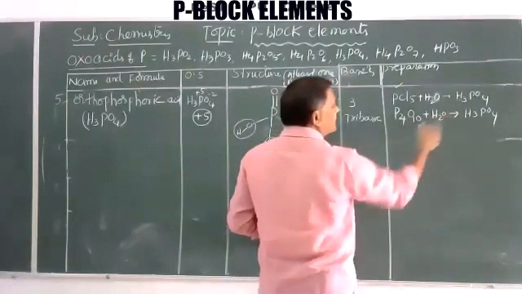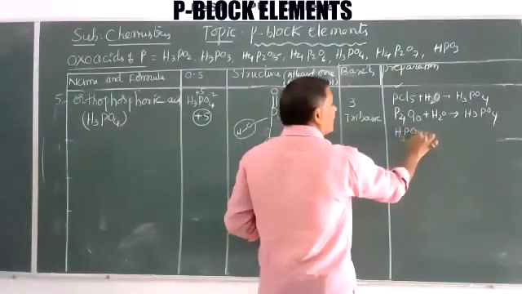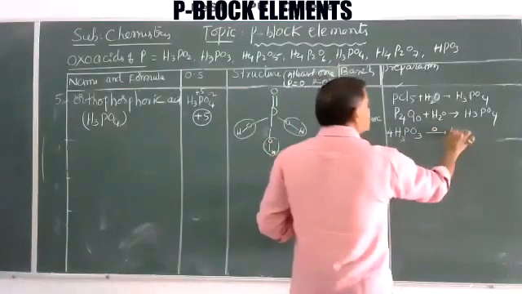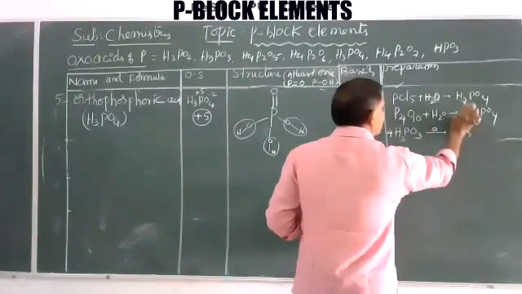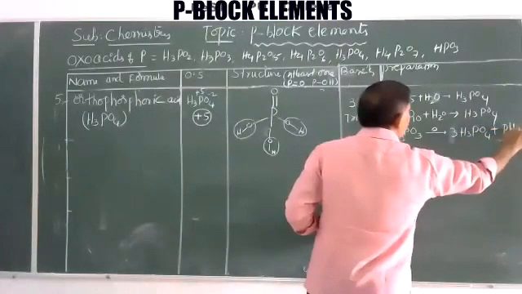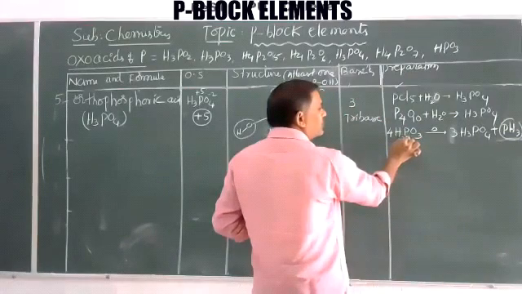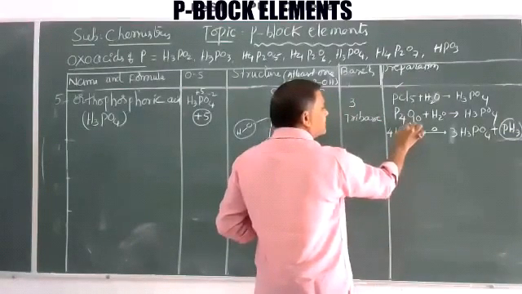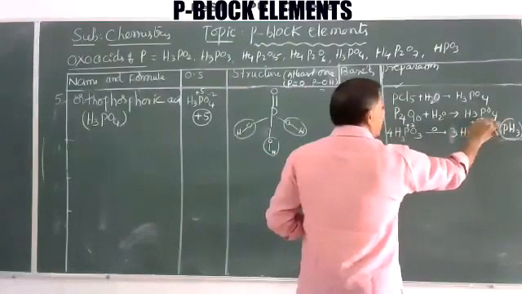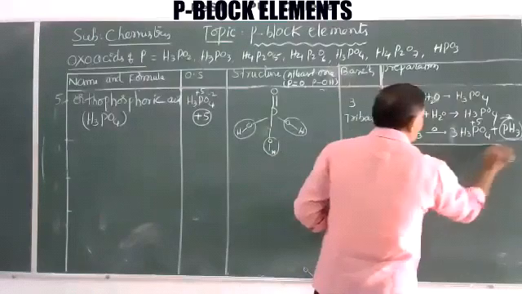P4O10 on hydrolysis will give it. Already prepared H3PO3 on heating gives 3H3PO4 plus phosphine PH3 gas is liberated. Now here the disproportionation reaction takes place. The oxidation states are plus 3, plus 5, and minus 3. That's why this reaction is a disproportionation reaction.